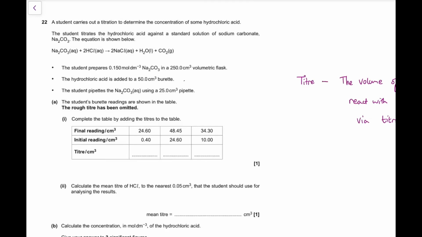Okay, so today we're going to be looking at a classic titration question in A-level chemistry. So the first thing to note here is the equation, which shows a neutralization reaction, because you have a base, the sodium carbonate, reacting with an acid, the HCl.